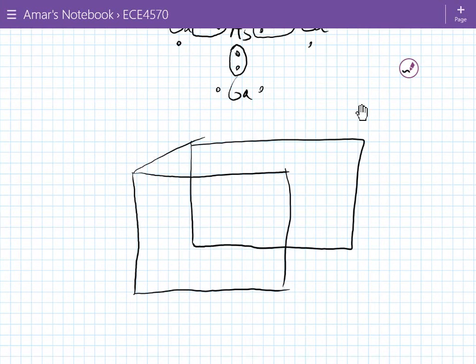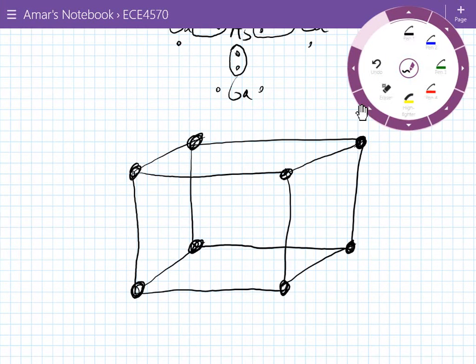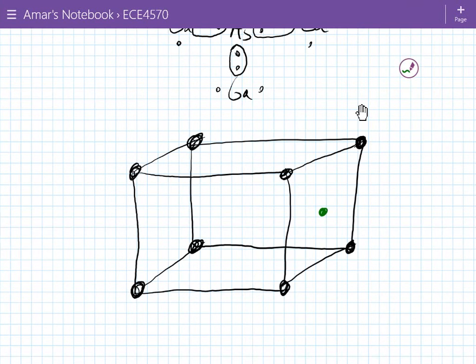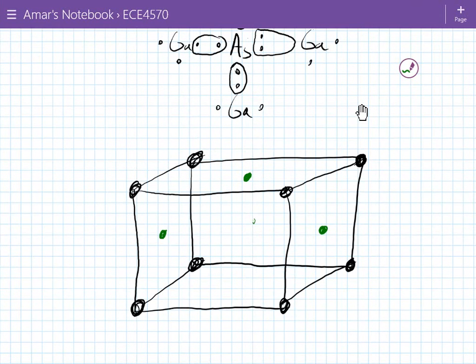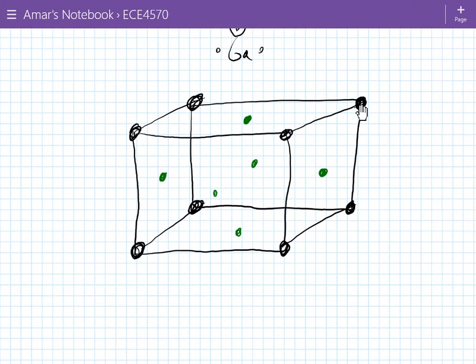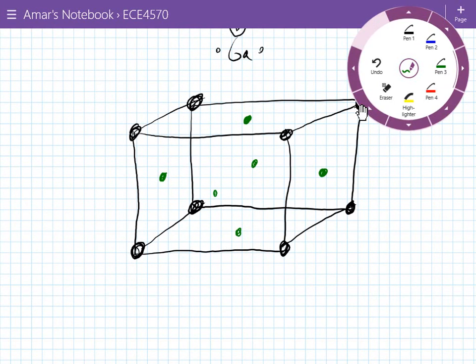All right, so this is the cube. Now the most straightforward part is the eight corner atoms, so we'll draw those in there. So eight corner atoms, and then in green I'll draw the face atoms, one at the center of each face. Six faces in a cube. All right. Then we have the center atoms. Now the center atoms are the ones I want to point out.